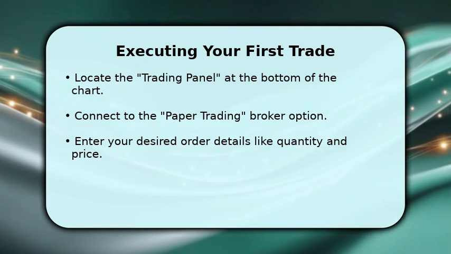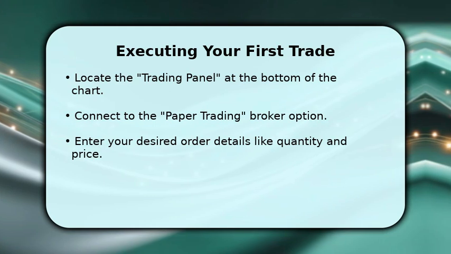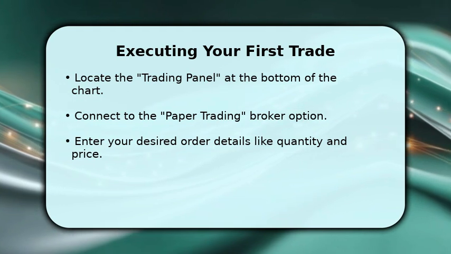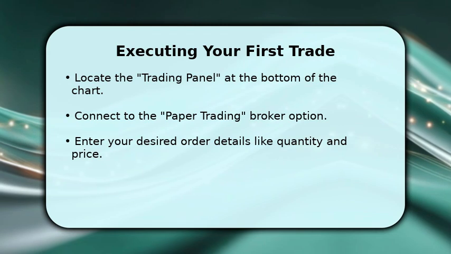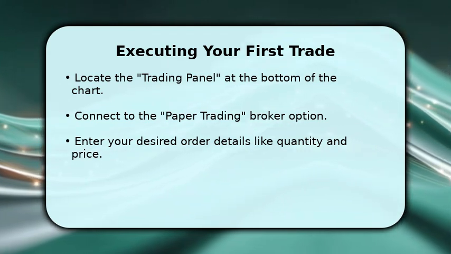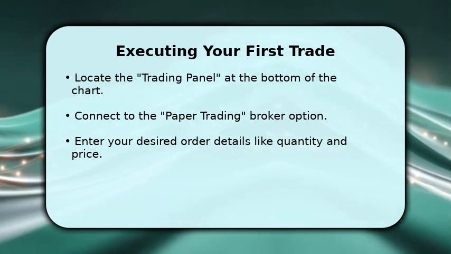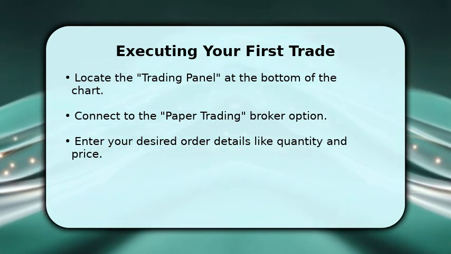On the chart screen, look for the trading panel usually found at the bottom. Tap on it and then select paper trading from the list of available brokers to connect. Once connected, you can input your order details. Specify the quantity of shares or contracts you wish to trade and set your entry price. This simulates a real market order, helping you understand execution.